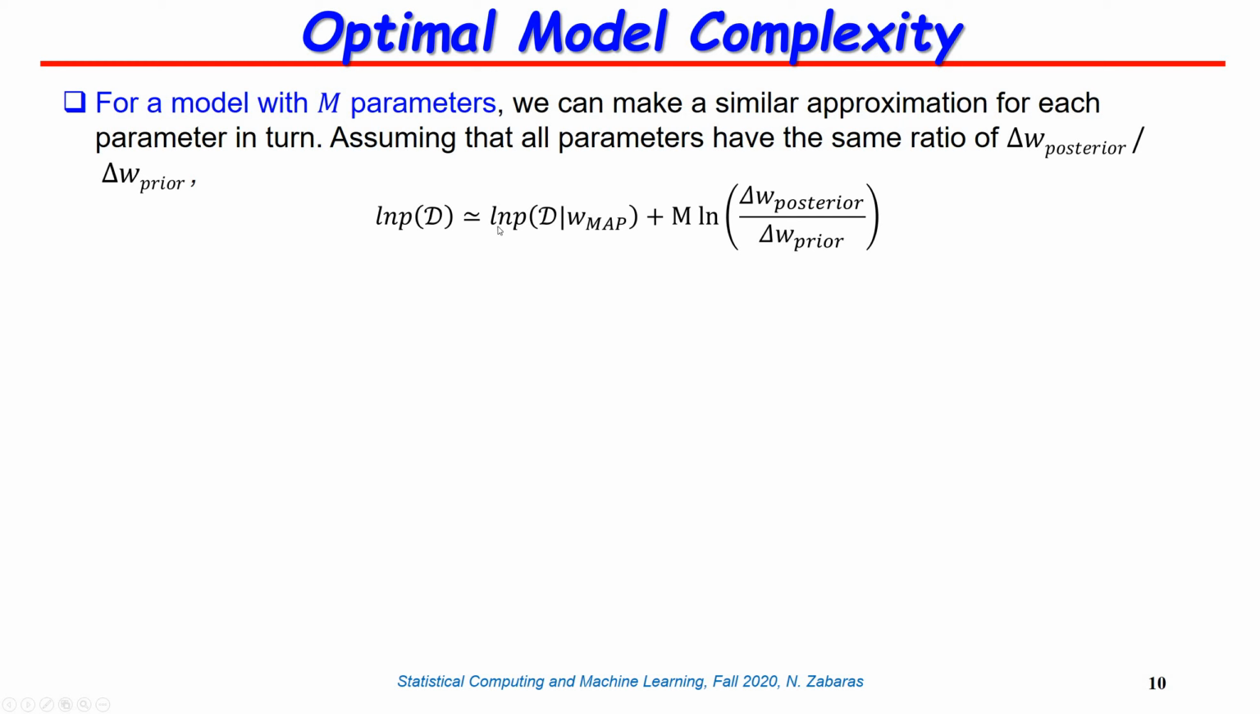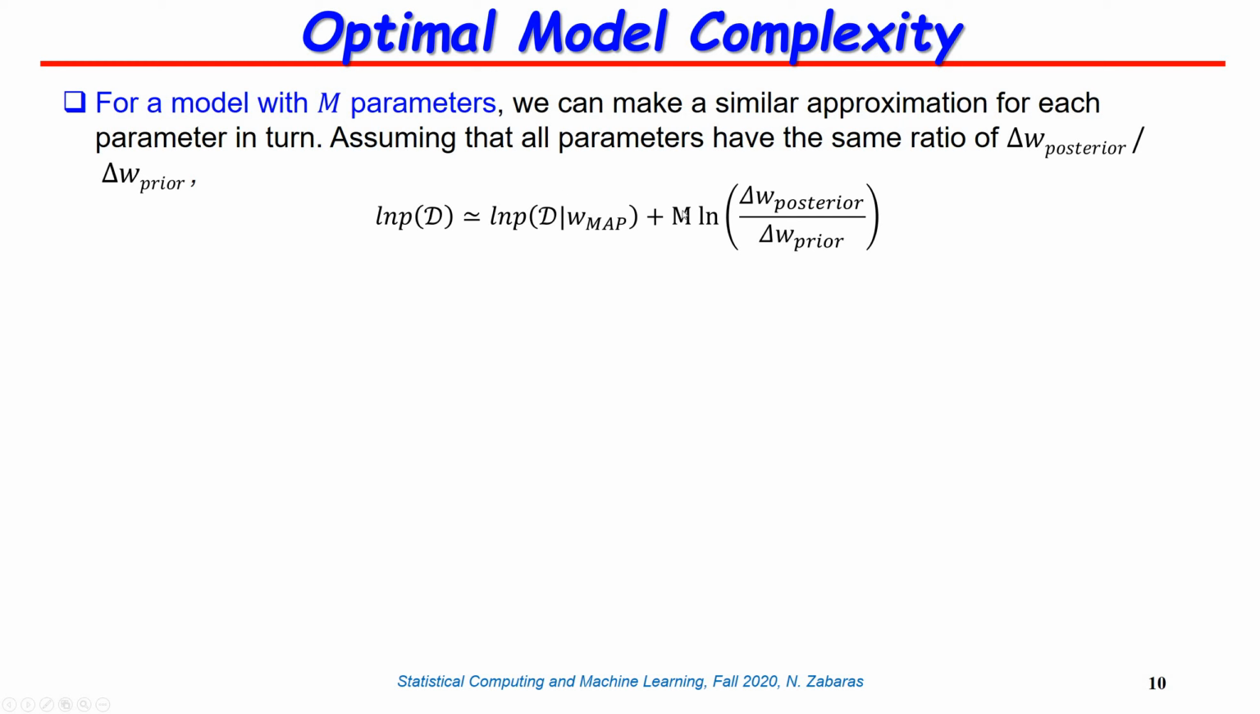So my marginal likelihood is written by the log of my likelihood evaluated at W MAP plus m times the log of delta W posterior divided by delta W prior. Now, if you look carefully here, if you want to maximize the marginal likelihood, effectively what you need to do is try to maximize the likelihood. And we already know the more complex the model, the better fit you do to your data set and the higher the likelihood. So you can keep going forever on this.